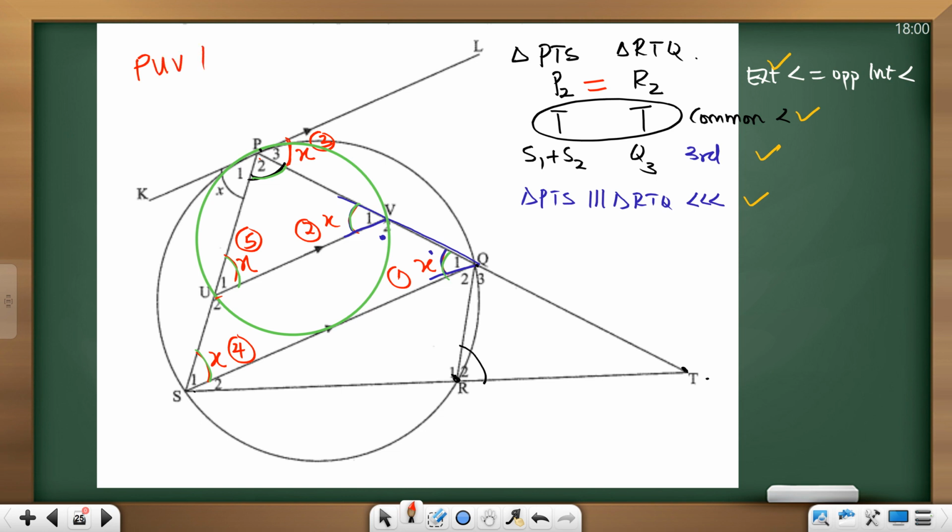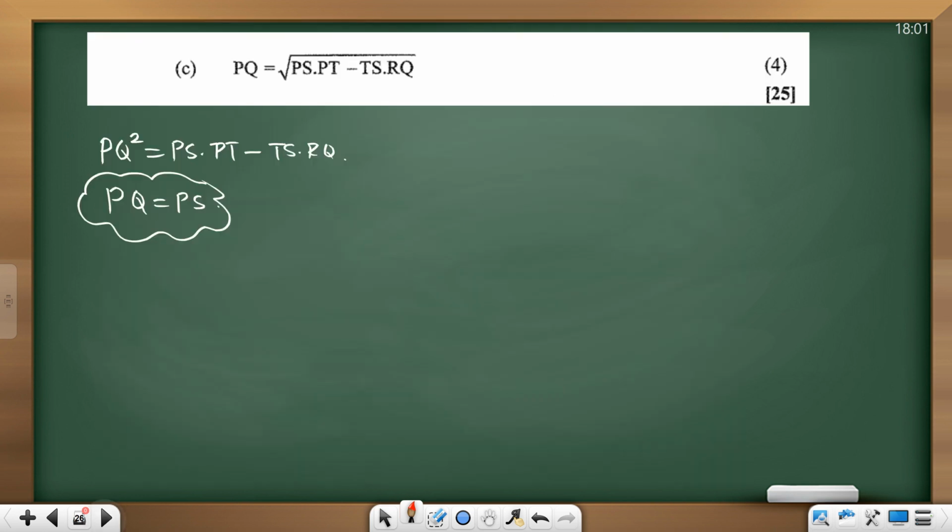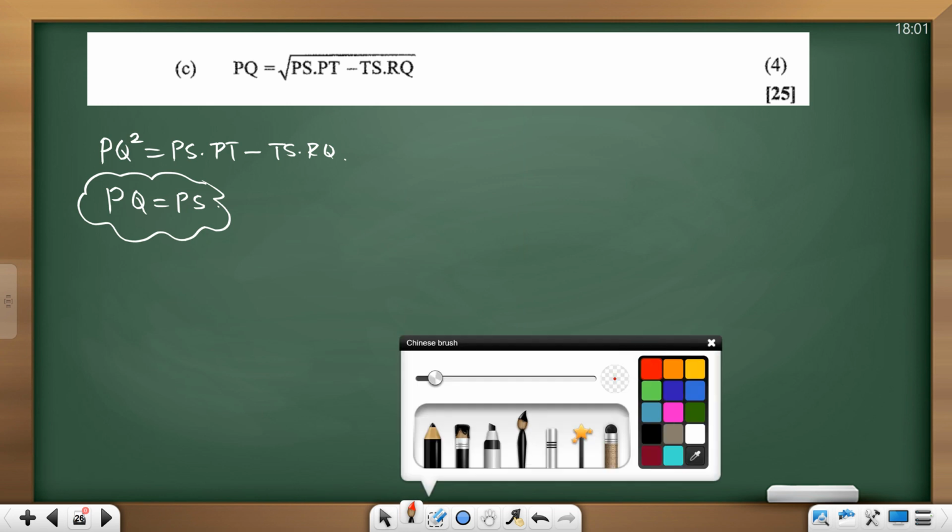PUV, is that fine with you? Is similar to what? PSQ. All right, let's go see. PUV is similar to PSQ. Let's write that down.